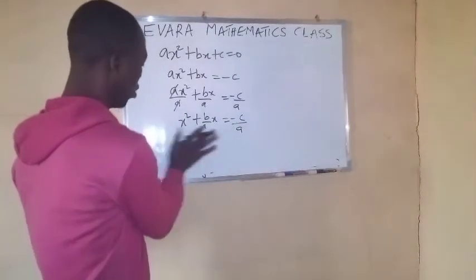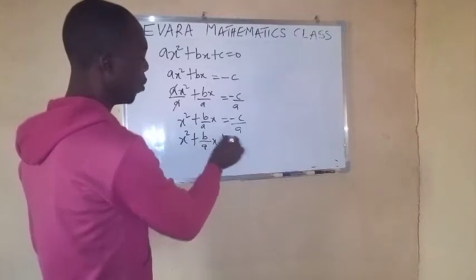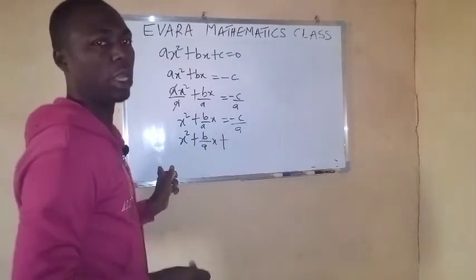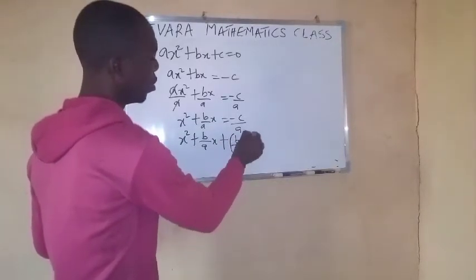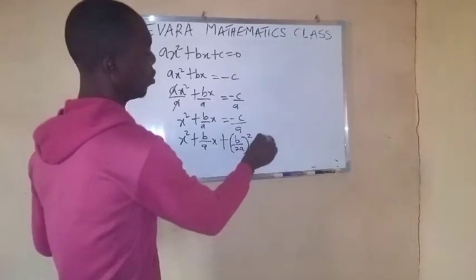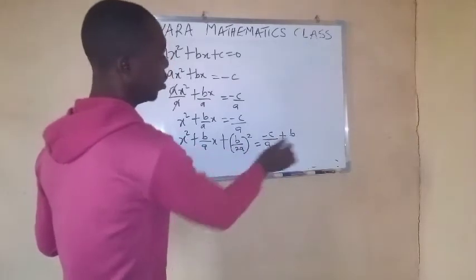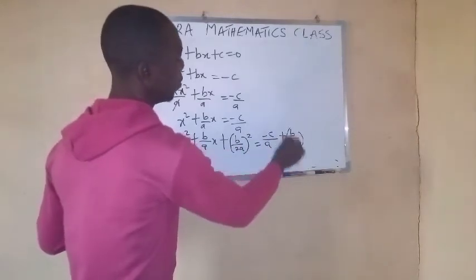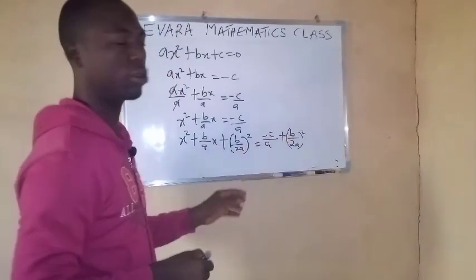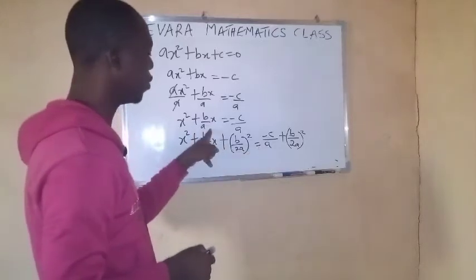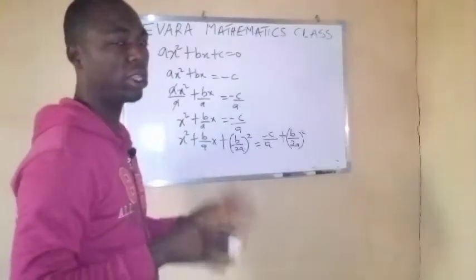So it's going to be x squared plus b over a x plus that b over 2a that we got earlier, in bracket, you square it, is equal to minus c over a plus the same thing that you add here. Why are we adding b over 2a squared to both sides? To maintain the equality sign. If this expression is equal to this, whatever you add here, you must add it here to maintain the equality.